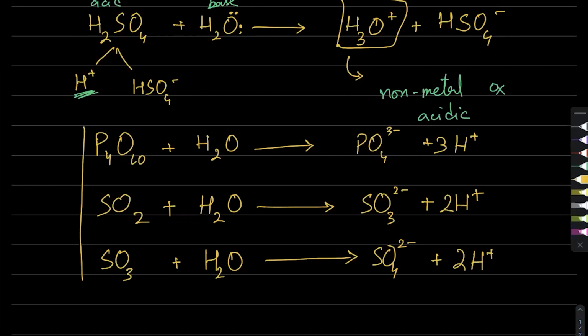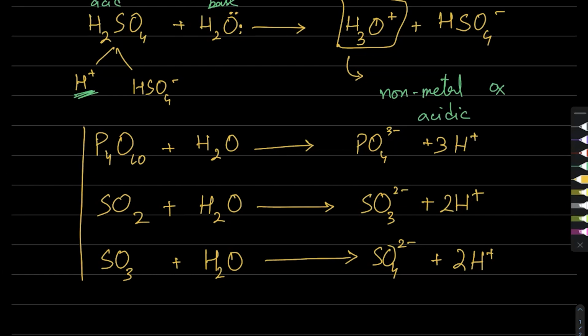Could you say that again? I didn't quite catch that. In the first equation, why do we have three H positive ions? Oh, it's not balanced, but basically what happens is that you get phosphoric acid, and phosphoric acid has the formula H3PO4. Okay, I can balance this if you want.